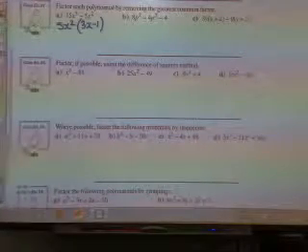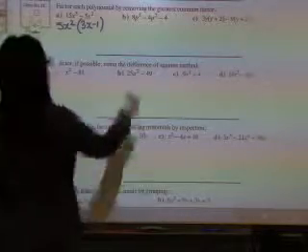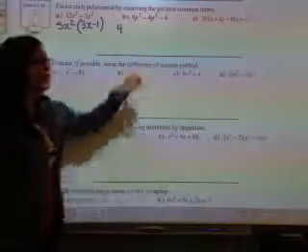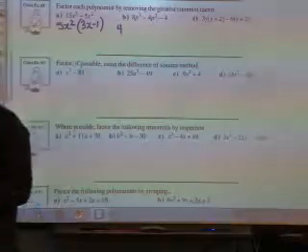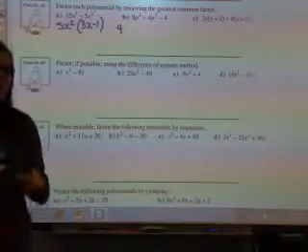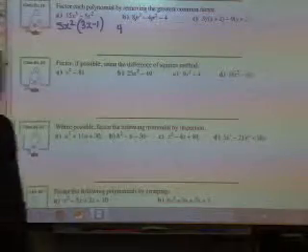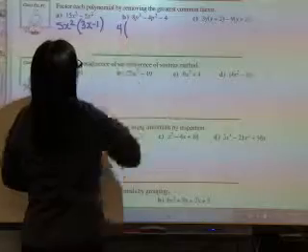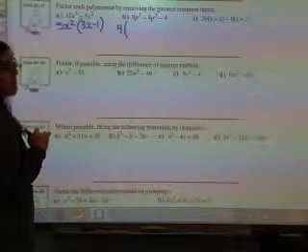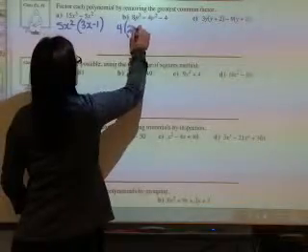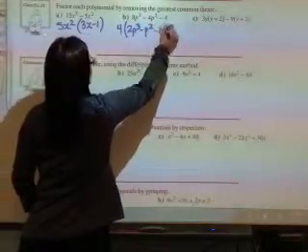What's my greatest common factor for B? 4. Even though I can remove a p from the first two terms, because I can't remove it from the last term, I can't take it out. It has to be common to every term in the expression. So if I remove a 4, what would I be left with? 2p minus p squared minus 1. Good.